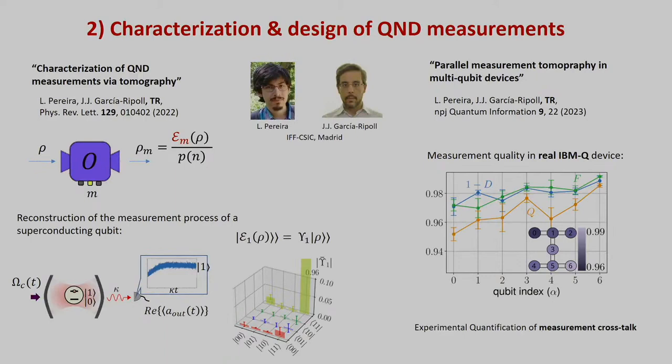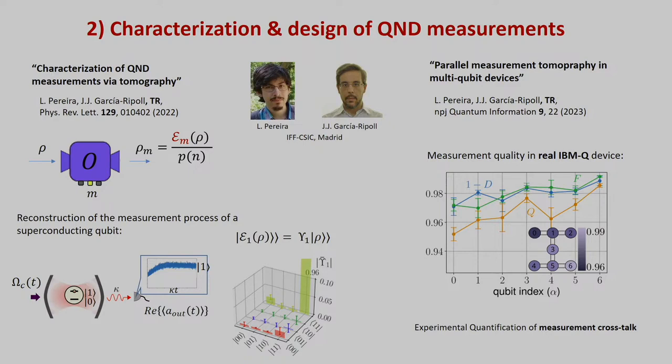And in the second research line, about characterization of QND measurements, here I collaborate with Luciano Pereira, who is doing his PhD thesis on this, and also with Juanjo. Basically our main result here is that we develop a method to reconstruct the measurement process, or the process operator, of a QND measurement, which means that the measurement does not destroy the quantum state. You can measure the state again after the measurement. And for instance, here is a plot of the matrix representing this measurement process.